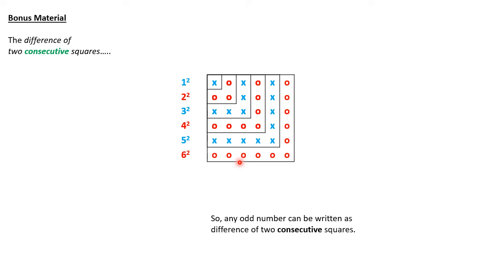So what we can spot is that the difference between any two of these consecutive numbers, any of these L shapes, has an odd number of dots or crosses in it. So when we do the difference between any two consecutive squares, we get an odd number. That's something we're going to need in a sec.